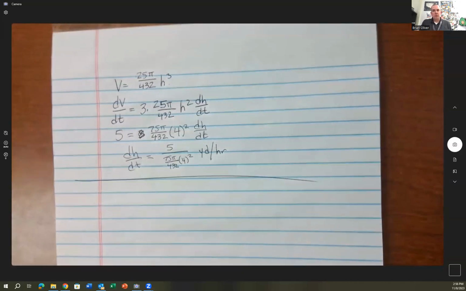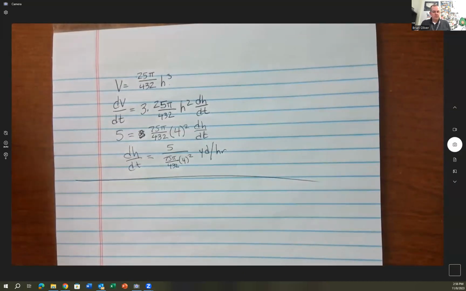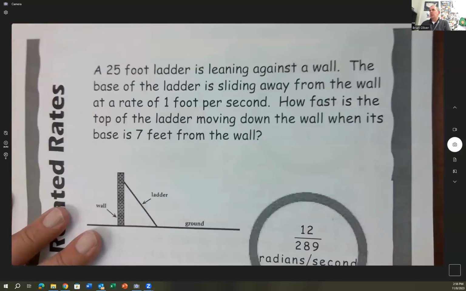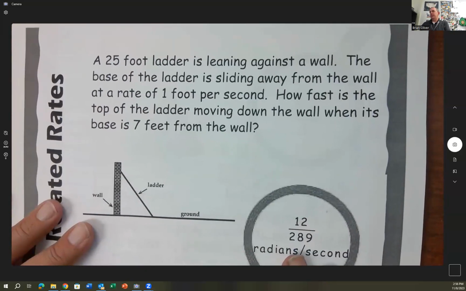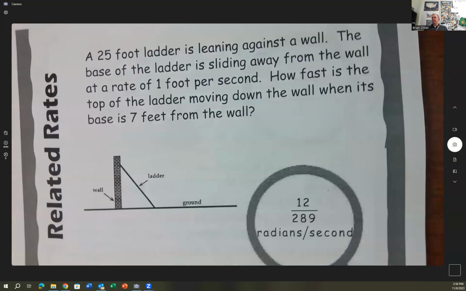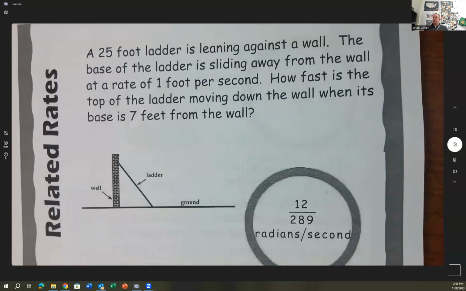Next one is going to be this one. A 25-foot ladder is leaning against the wall. The base of the ladder is sliding away from the wall at a rate of 1 foot per second. How fast is the top of the ladder moving down the wall when it is 7 feet from the wall?